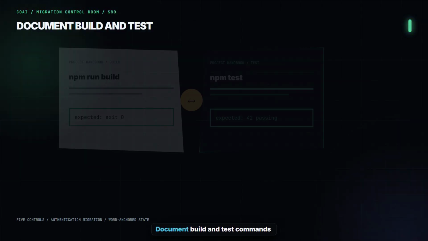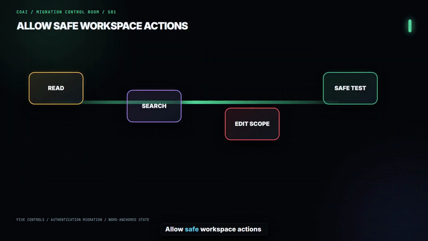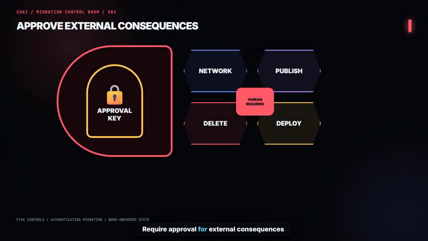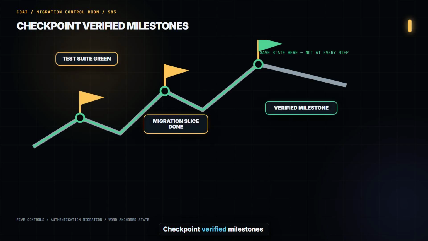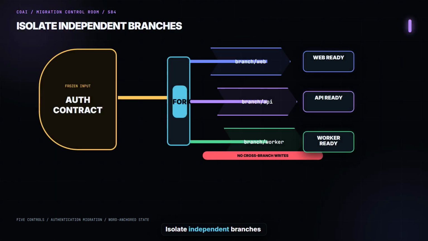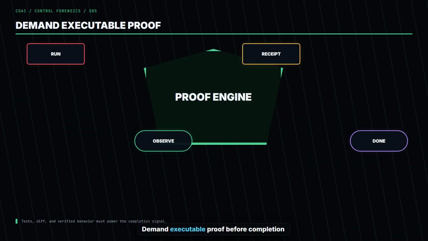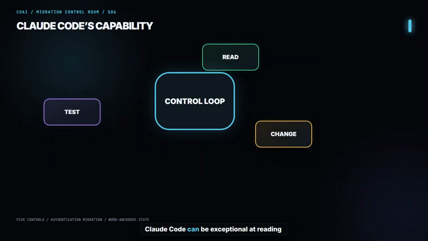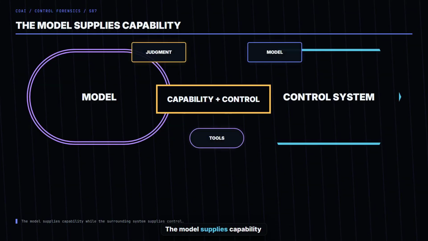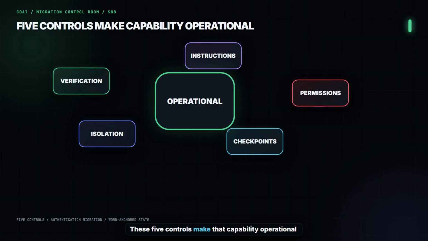Start with a small policy. Document build and test commands. Allow safe workspace actions. Require approval for external consequences. Checkpoint verified milestones. Isolate independent branches. Demand executable proof before completion. Claude Code can be exceptional at reading, changing, and testing software. The model supplies capability. These 5 controls make that capability operational instead of expensive.